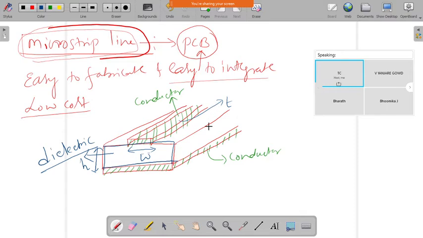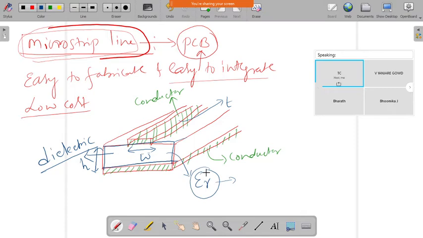Now we can use any dielectric substrate based on our application. There are many dielectric substrates, each having some dielectric constant. This value, epsilon r, is denoted as the dielectric constant. For different dielectric materials, this epsilon r will be different.